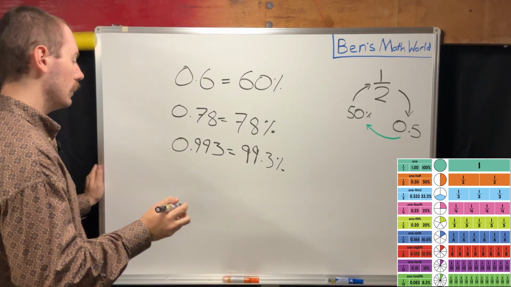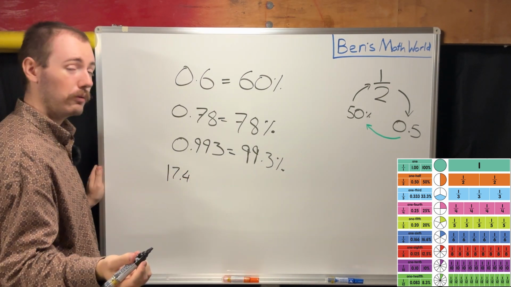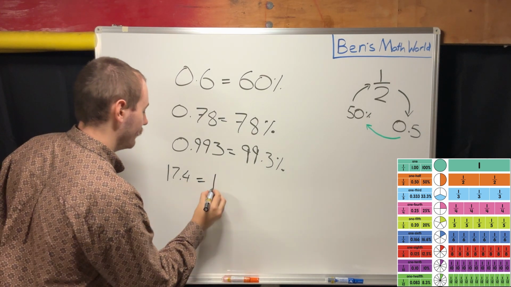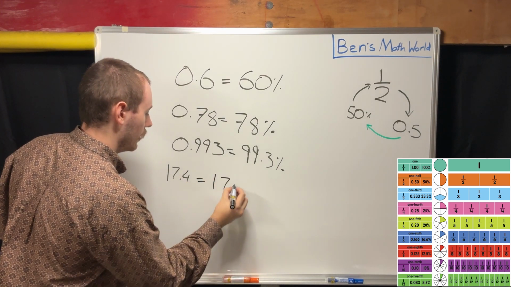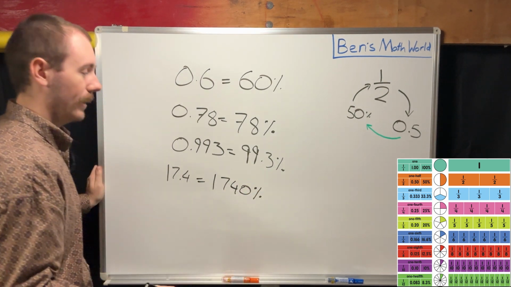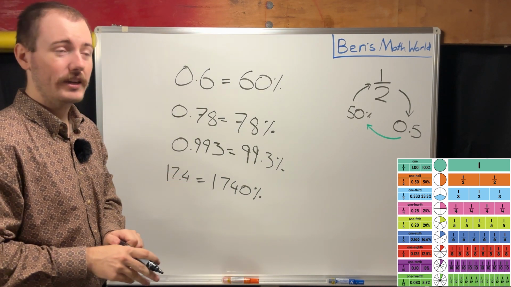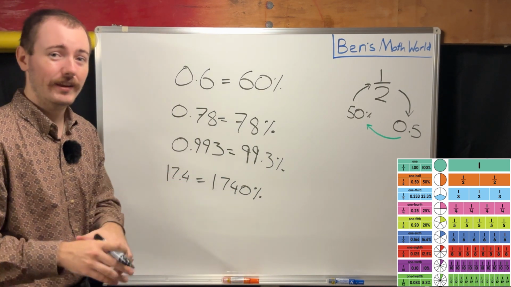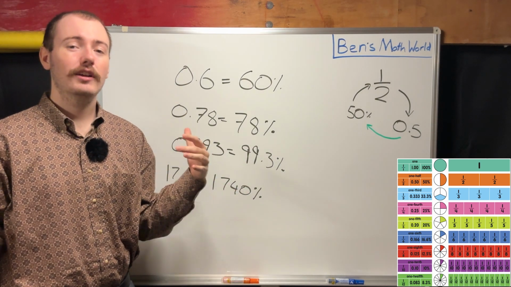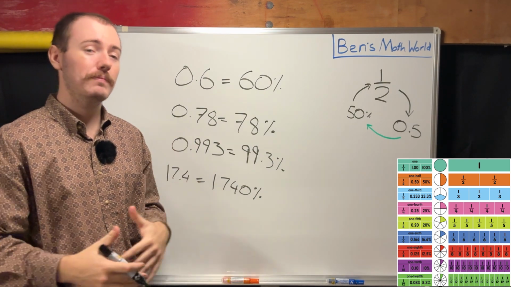We're going to do one more, a little bit of a tricky one, 17.4. Now what is this as a percentage? It's going to be 1,740%, okay? That just means percentages can be greater than 100%. It just means we have more than 100%. Something is overflowed, overfilled. If you have 2 pizzas, that's 200%. If you have 2.5 pizzas, 250%, okay?